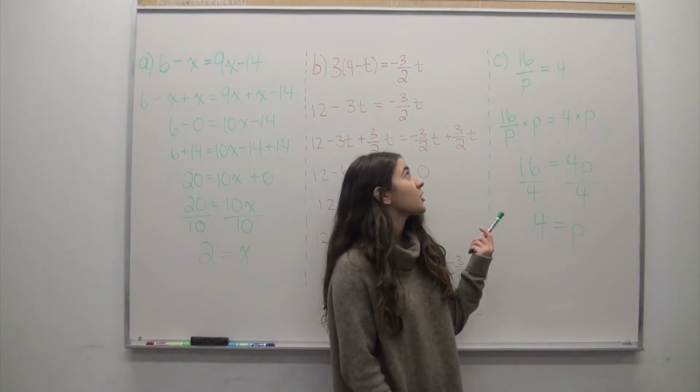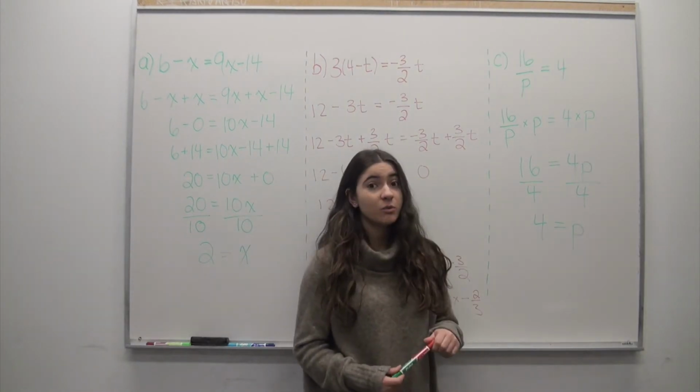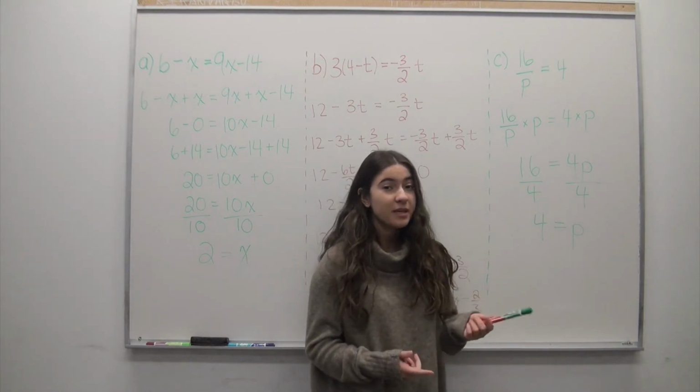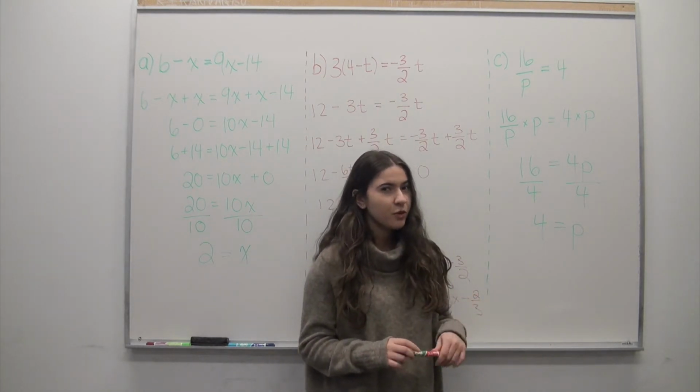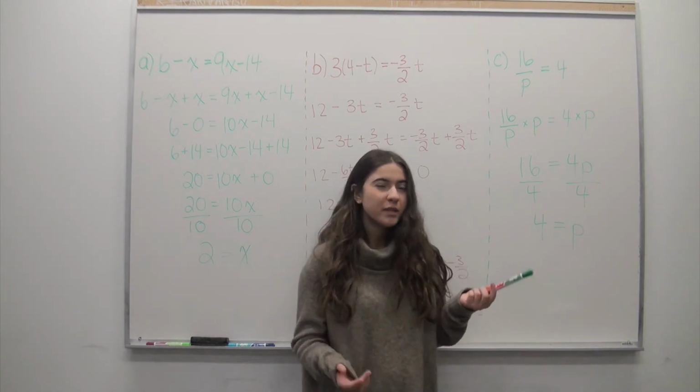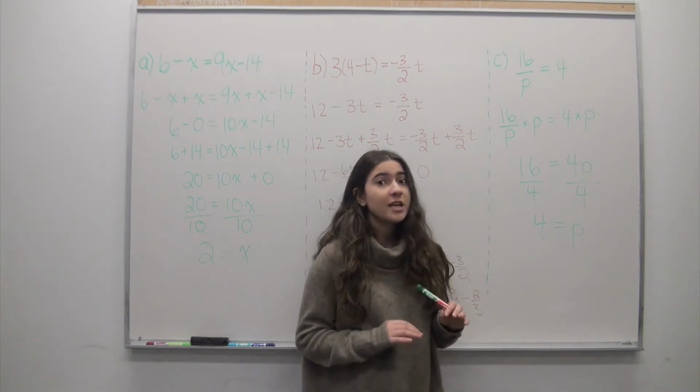So in part C, our equation is 16 over p is equal to 4. Like always, we're going to identify our variable of interest. In this case, it's p. This might be a little bit different than what we've seen before because our variable of interest is in the denominator. We're not asked to solve for 1 over p, which is what's being represented right now. We're just asked to solve for p.